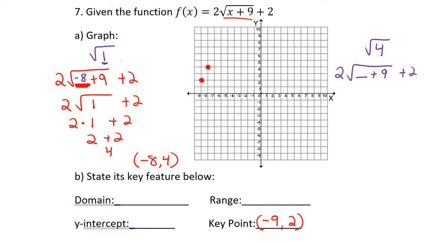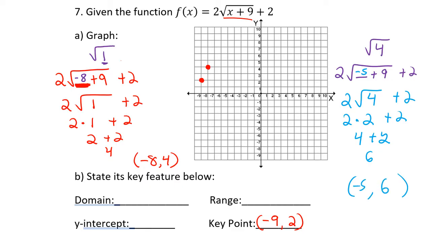So we got to figure out some number plus 9 that would equal 4. Negative 5. So we'll have 2 square root 4 plus 2. The square root of 4 is 2. Don't forget your 2 that's in front. 2 times 2 is 4. That gives us 6. So now we have negative 5 comma 6. So right here, we start at our starting point, draw the curve, like so.